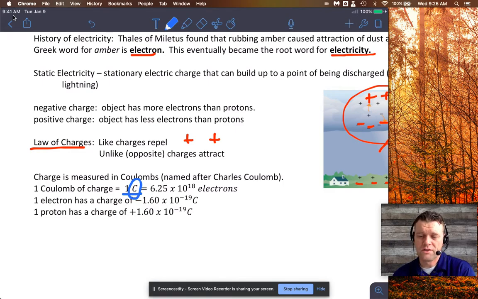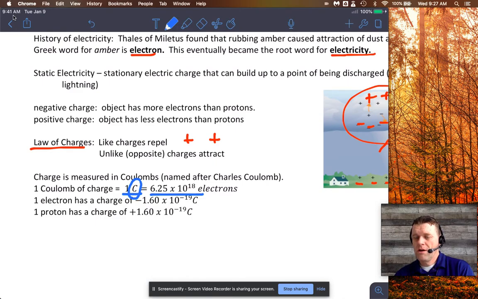1 coulomb of charge is a huge number of electrons, 6.25 times 10 to the 18th. That's a billion electrons. It's a huge amount. And if it helps you, a coulomb of charge is basically how many electrons might be in a lightning strike. It's pretty hard to measure, but it's a huge amount of charge.